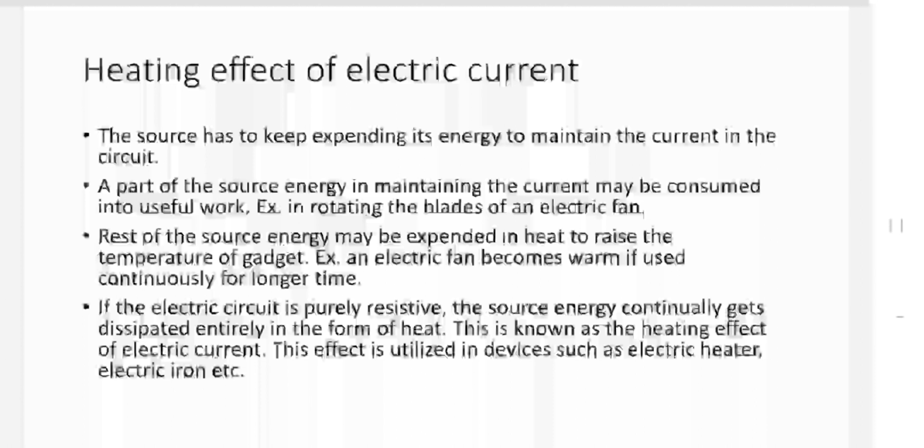Now, the next point is the heating effect of electric current. The source has to keep expending its energy to maintain the current in the circuit. Now, a part of the source energy maintaining the current may be consumed into work, for example, in rotating the blades of an electric fan. The rest of the source energy may be expended as heat to raise the temperature of the gadget. Example, an electric fan becomes warm if it is used continuously for a longer time.